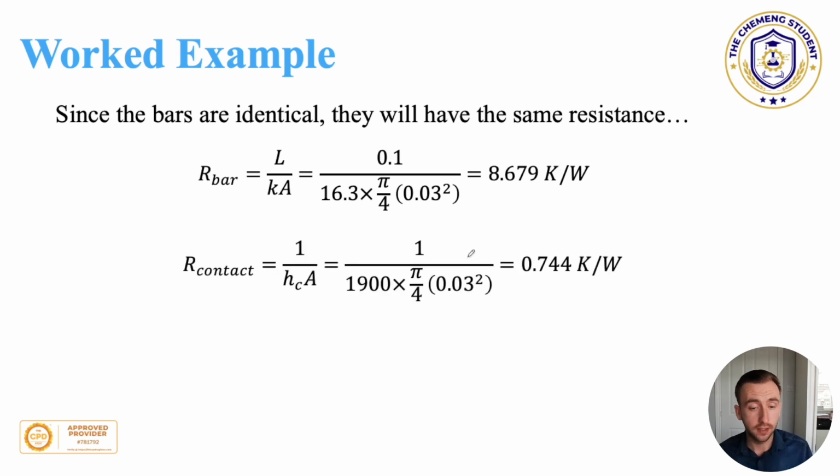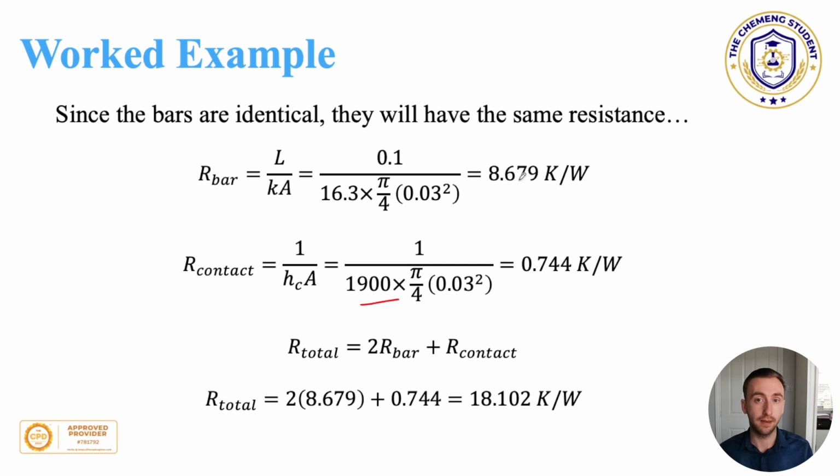Now for the contact resistance, we can say that we have 1 over HC multiplied by A. We were told what the conductance was, 1900. We have our area, which gives us 0.744 Kelvin per watt. And then we can say that the total resistance is going to be 2 times the resistance of the bar plus the contact resistance. So we would just do 2 multiplied by 8.679 plus our 0.744, which gives us 18.102 Kelvin per watt. So this is our total resistance.